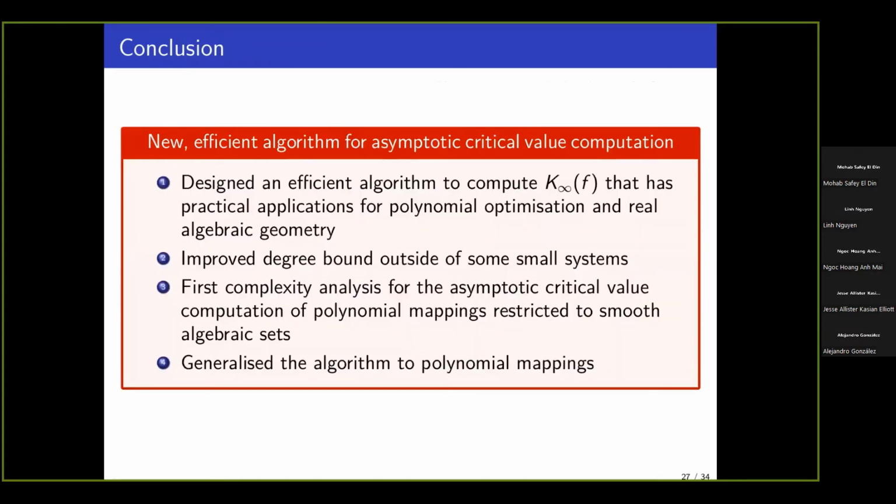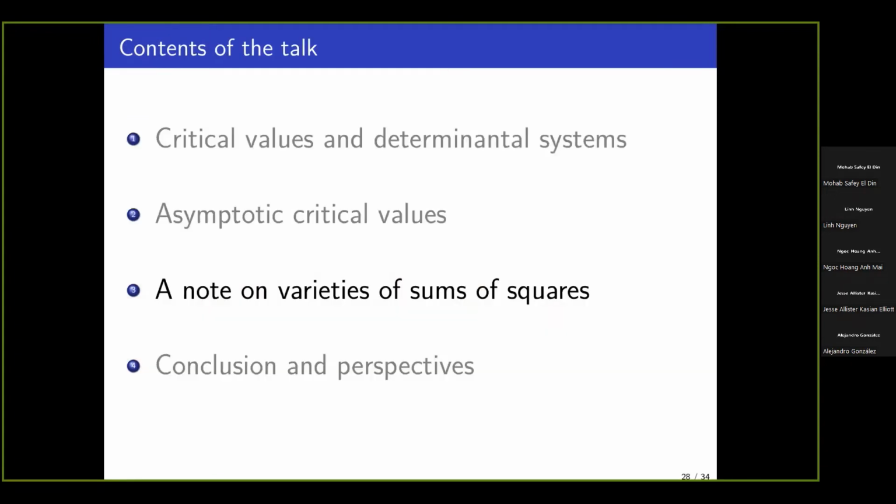So in conclusion, we have designed a new and efficient algorithm for computing the set of asymptotic critical values, which has applications for polynomial optimization and other problems in real algebraic geometry. We have improved the degree bound outside of the settings I showed you just then. And we've given the first complexity analysis, which, as I mentioned, is now singly exponential. That concludes the part of the talk on the generalized critical value method.